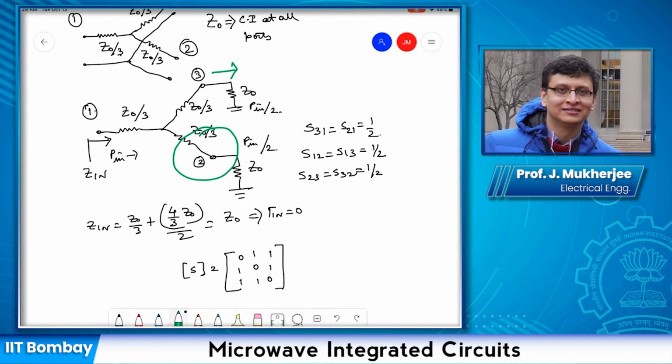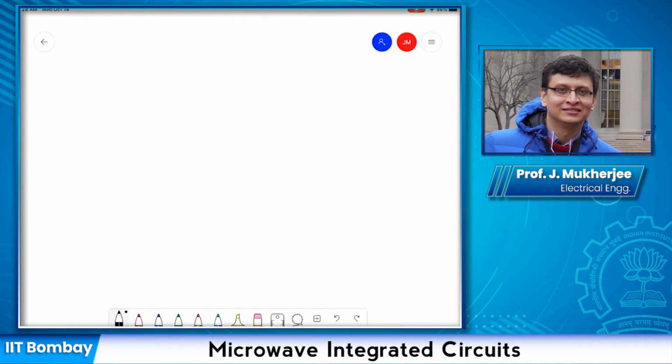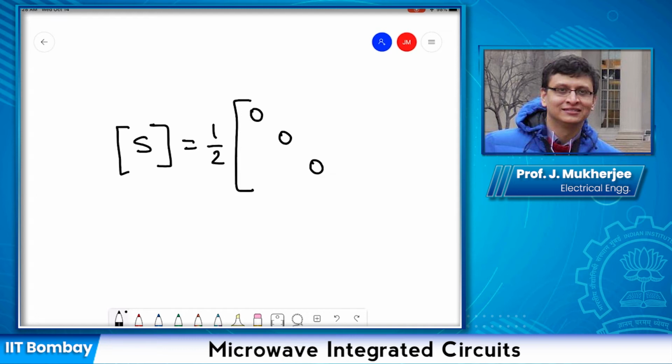So in order to correct for this problem, we have what is known as a Wilkinson's power divider. A small correction here before we move to the Wilkinson's power divider. The correct S parameter matrix for a resistive power divider should be like this. First of all, the diagonal terms are 0. So this half term was missing. Please note this.